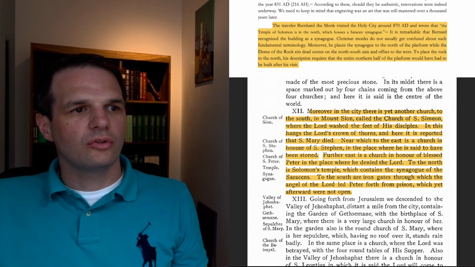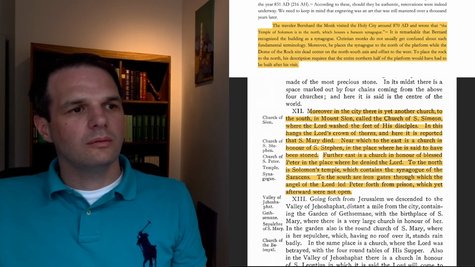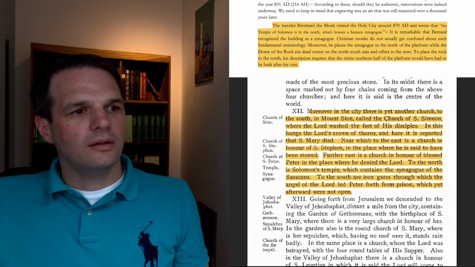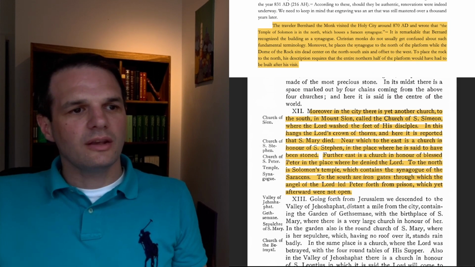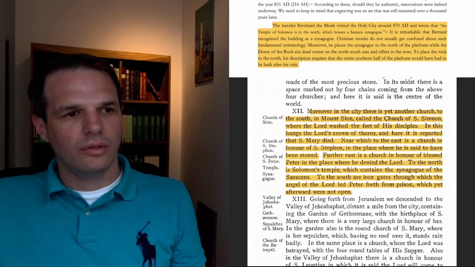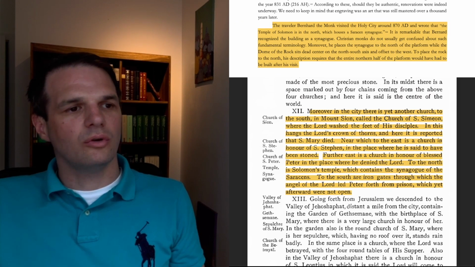In this hangs the Lord's crown of thorns, and here it is reported that Saint Mary died. Near which, to the east, is a church in honor of Saint Stephen, in the place where he is said to have been stoned. Okay, so we started out in the south. Now we're moving eastwards. Next, further east is a church in honor of Blessed Peter in the place where he denied the Lord. So once again we're moving further east. To the north is Solomon's temple, which contains the synagogue of the Saracens. Aha. Okay, so now we are starting in the south, moving eastwards, and now from there it's to the north.